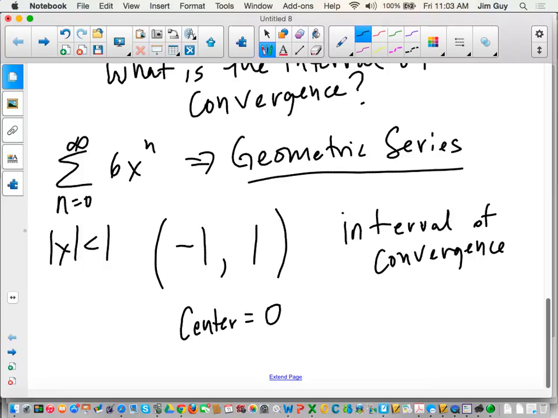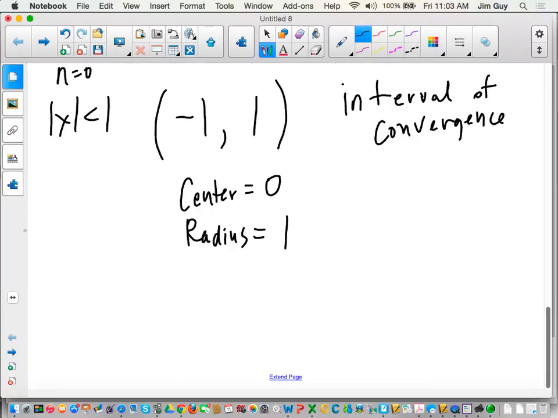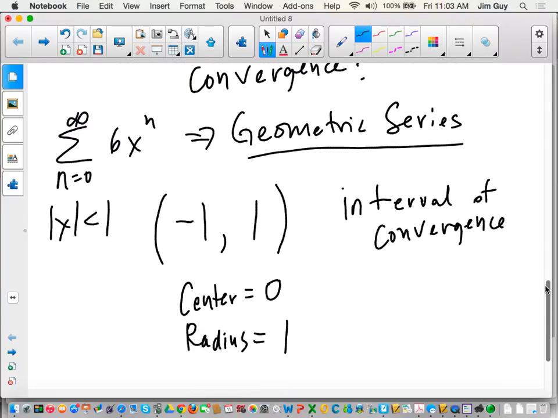And then they'll talk about the radius. How far off from the center does it go? 1. So it's either side of 0, it goes out 1. That's the radius of convergence, or the radius of the interval of convergence. So if it's a geometric power series, it's that easy. And if it is, just thank the math gods, because that's easy. If it's not, it's a lot harder.